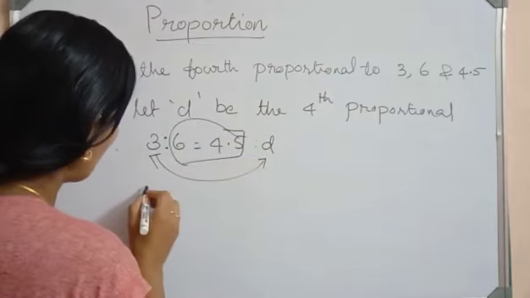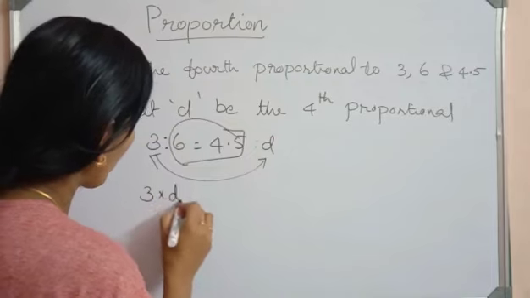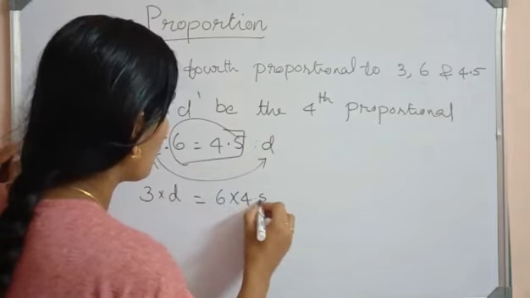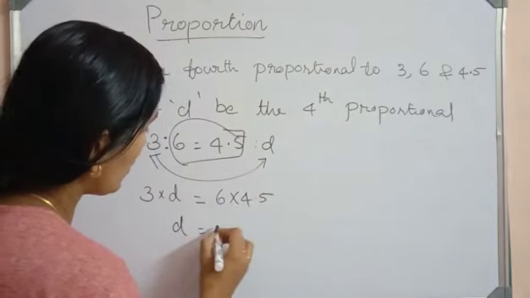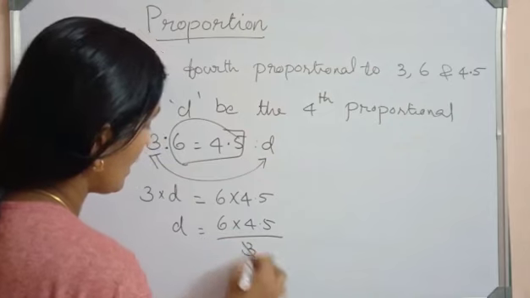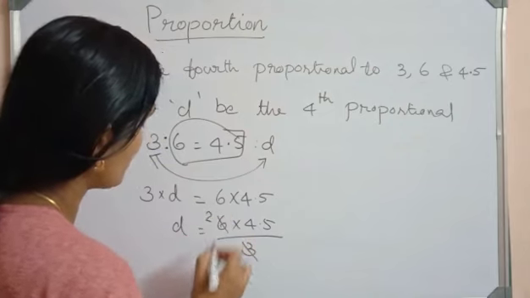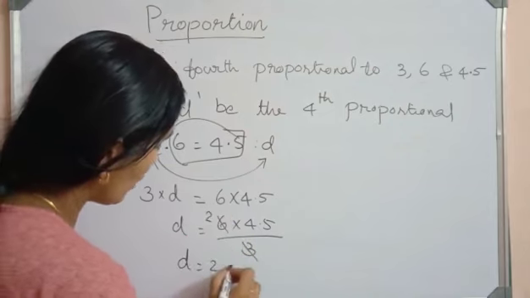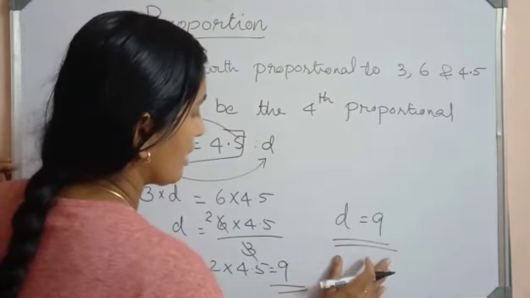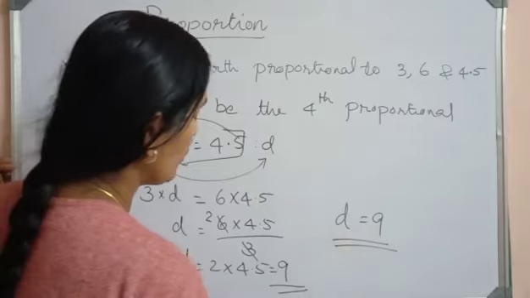So when you are multiplying, we get this as 3 into D. The product of extremes is equal to the product of means, 6 into 4.5. And D is equal to 6 into 4.5 divided by 3. Cancel 6 and 3, it's 2 here. D is equal to 2 into 4.5 and that is equal to 9. Therefore, we can say that the fourth proportional D is equal to 9.